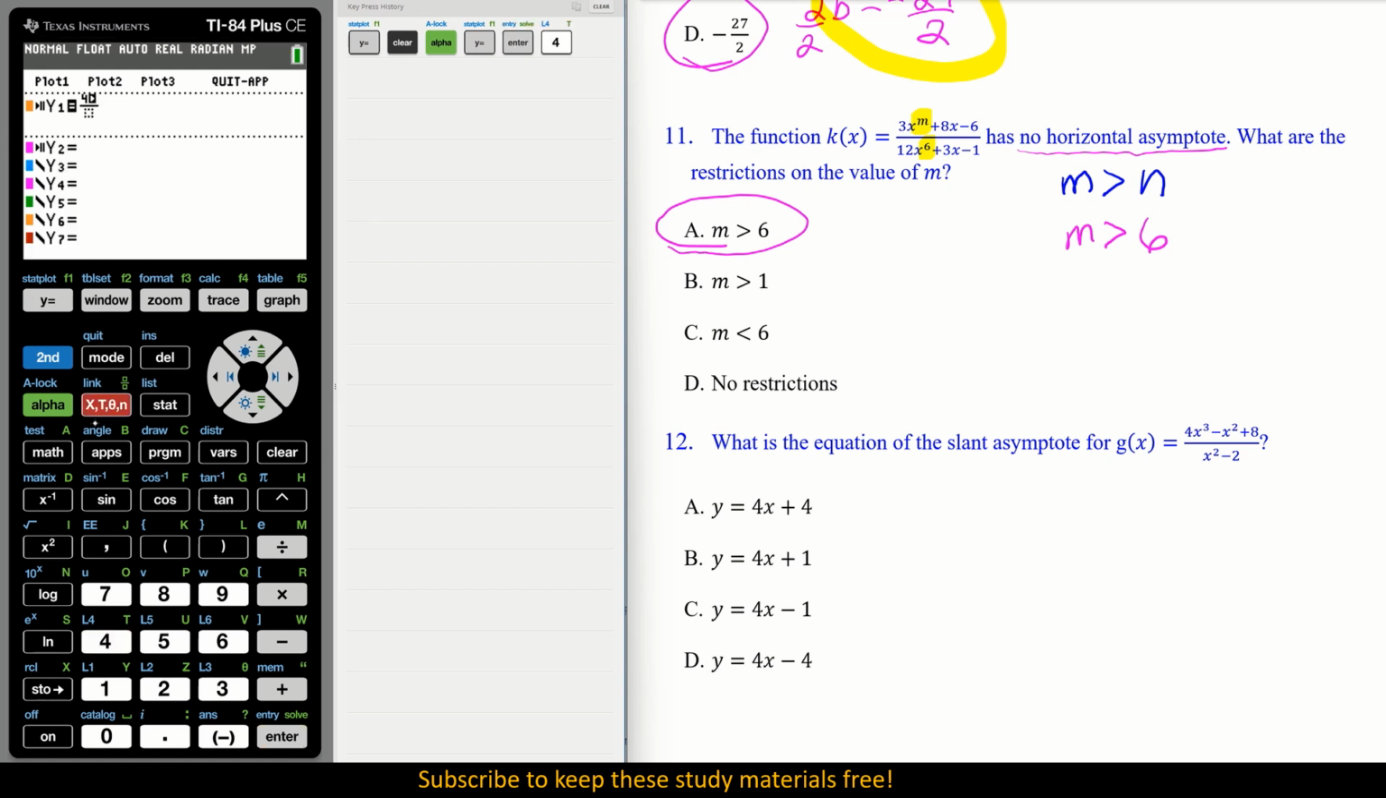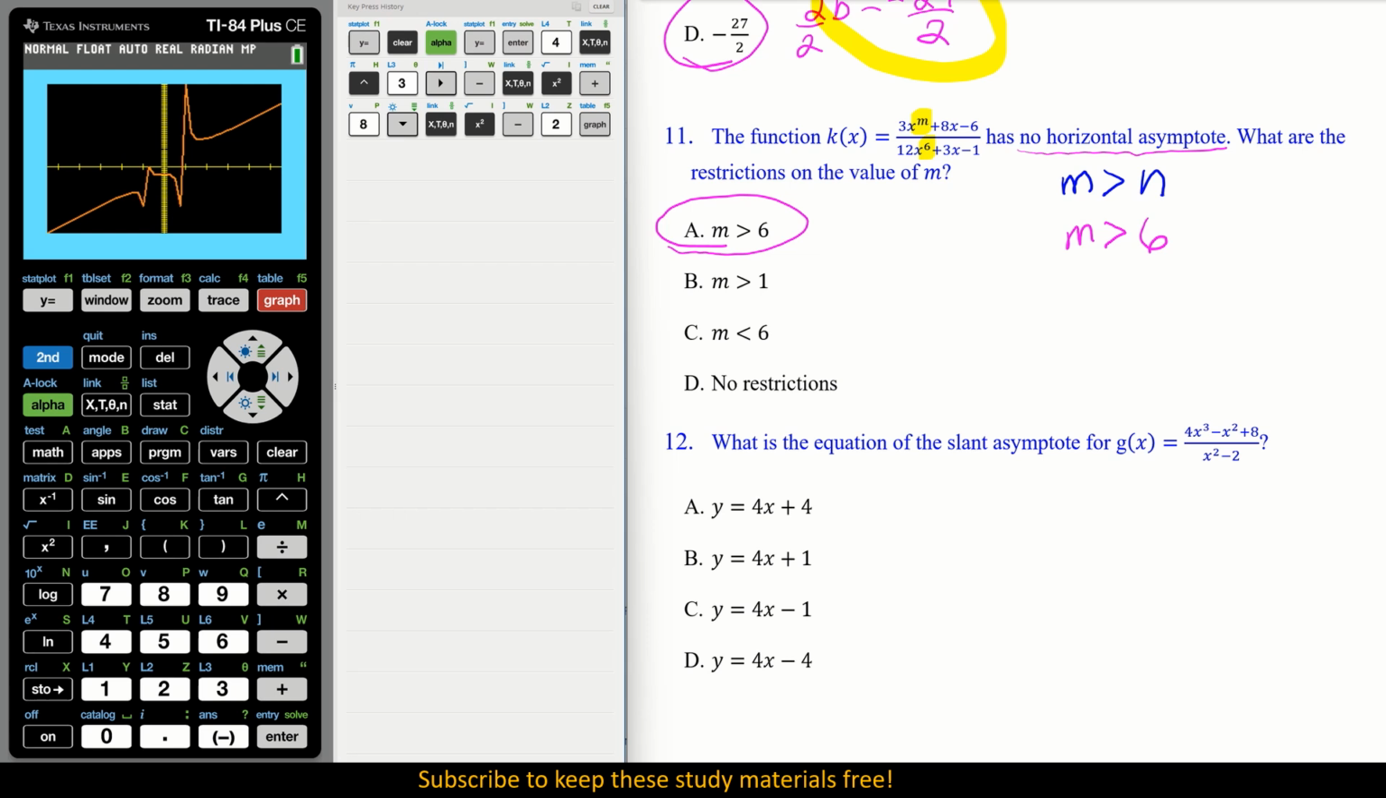So we have 4x caret up to the third. You will have to arrow over and say minus x, use your square button, and now plus 8. Arrow down, and we have x squared and minus 2. Now let's graph this. Okay, now how did I get a reasonable graph for this?